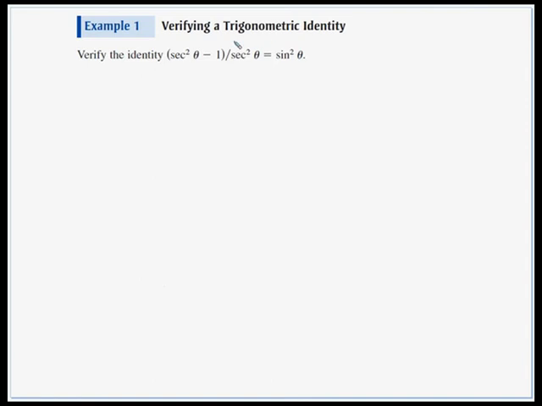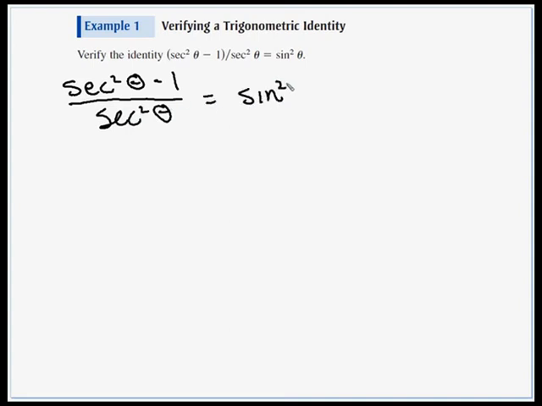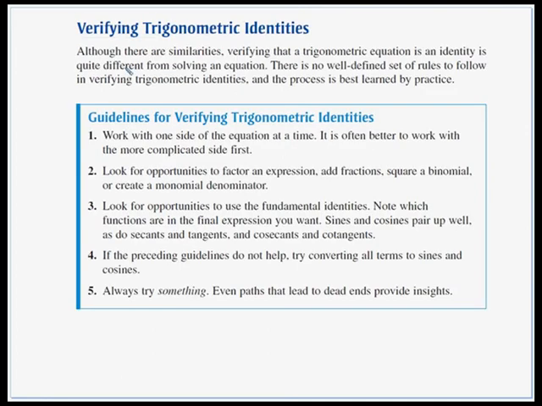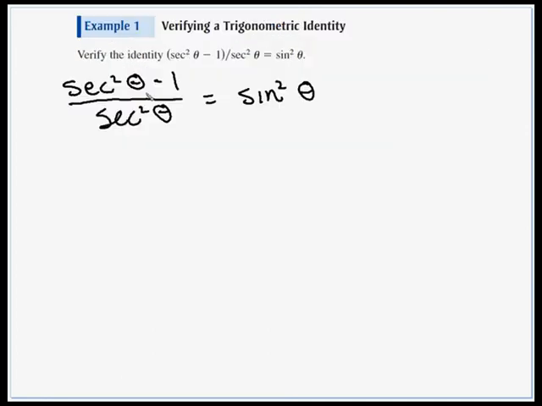So here in example 1 it says verify the identity: secant squared minus 1 divided by secant squared is the same thing as sine squared. So I'm going to rewrite it here. We have secant squared of theta minus 1 over secant squared of theta is equal to sine squared theta. So one of our general guidelines was to work with the more complicated side first. So I'm going to take this left side and try to turn it into the right side. And whenever you see a trig function squared, always think about the Pythagorean identities.